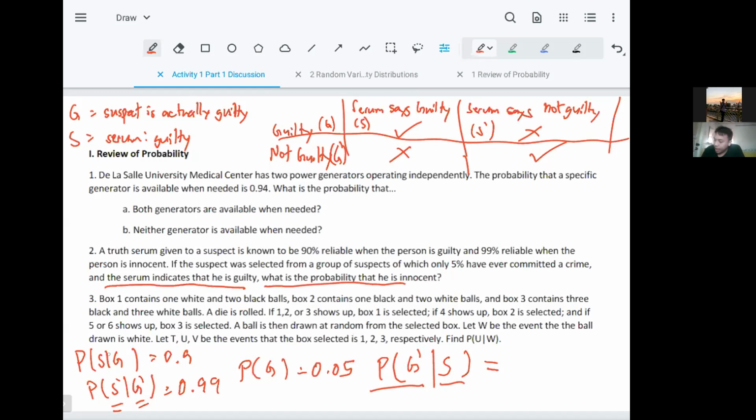Hindi nyo siya magagawa using only these three numbers, but you can derive other probabilities as well. For example, P of G prime, easy na yan, 0.95 yan, sure ka. And so on, marami pa kayong pwede ma-derive using other rules. So okay ha, ayan yung events, ito yung given, ito yung question.